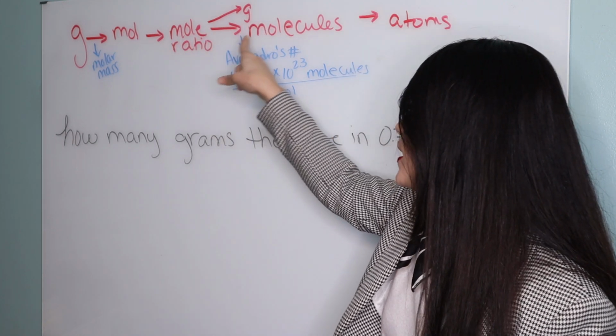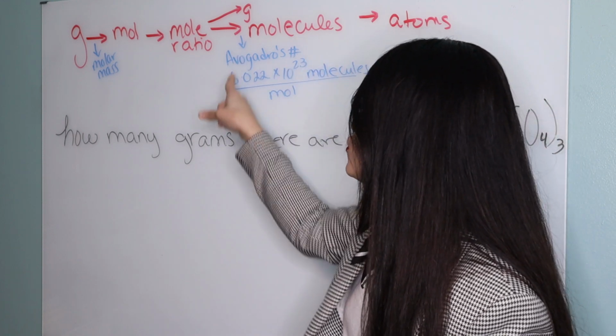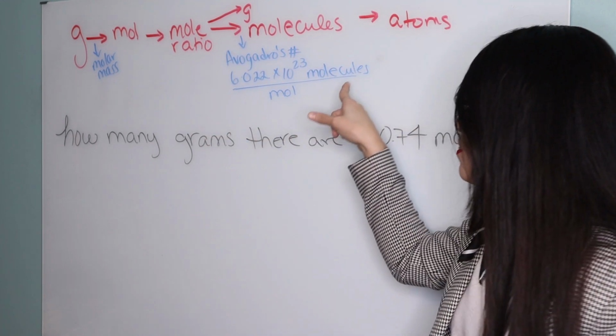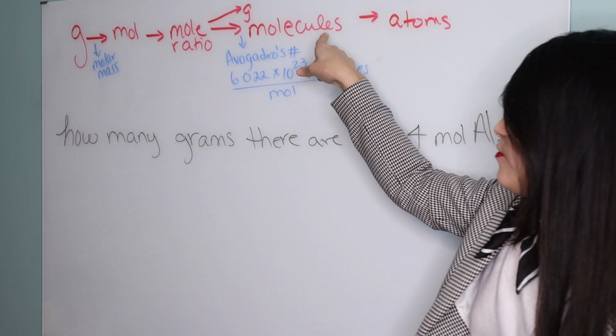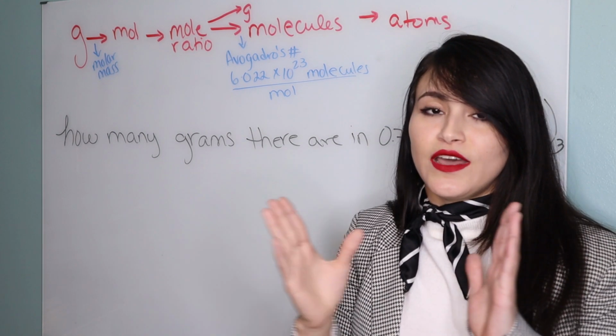Or for moles, you can go to molecules. And if you're going from moles to molecules, you're going to use Avogadro's number. And here it is with the units. And then for molecules, you can go ahead and go to atoms. So with that said, let's go ahead and do the question.